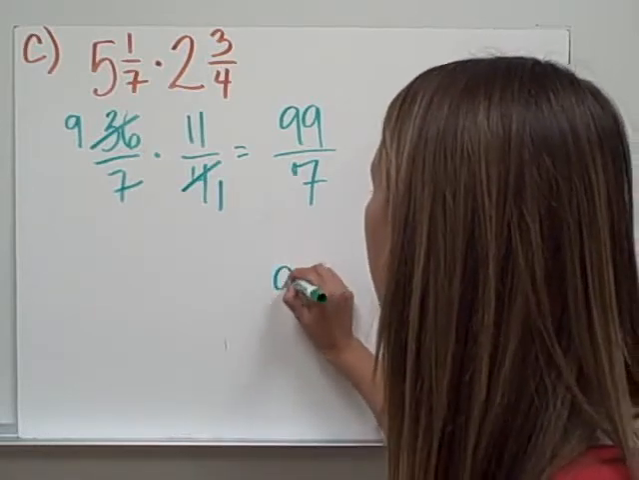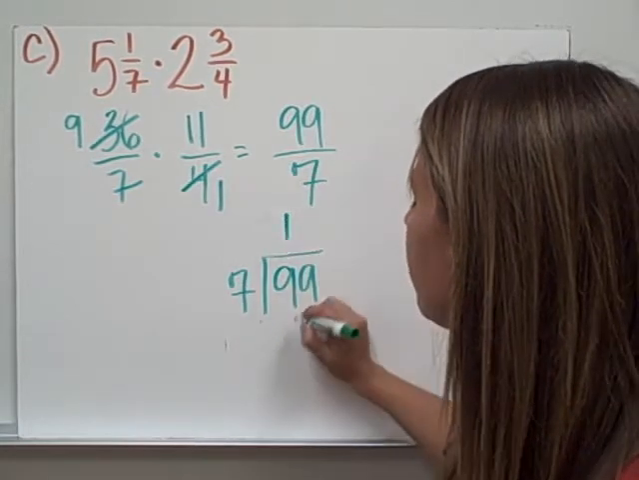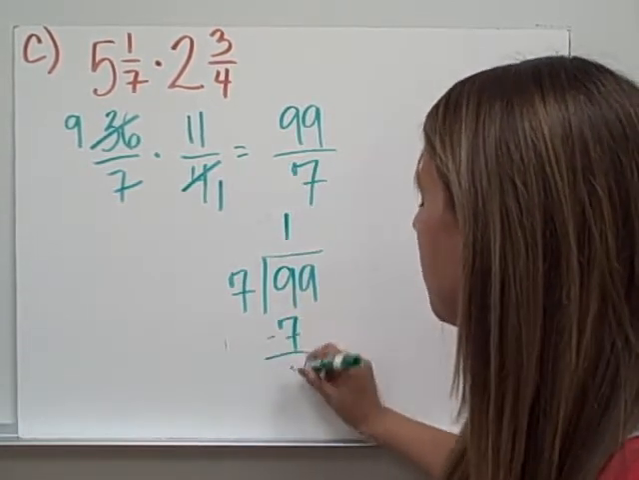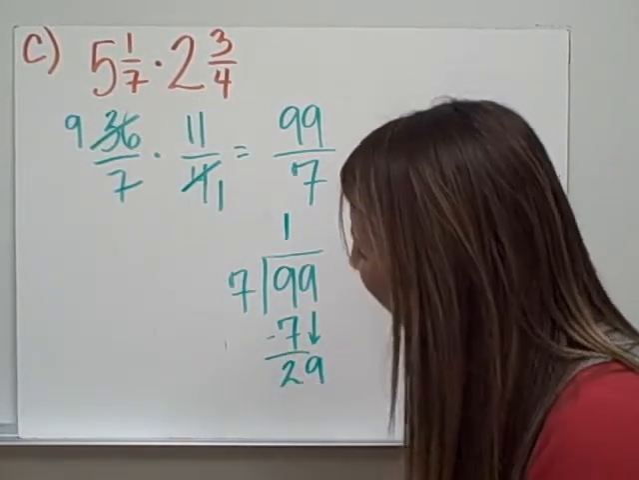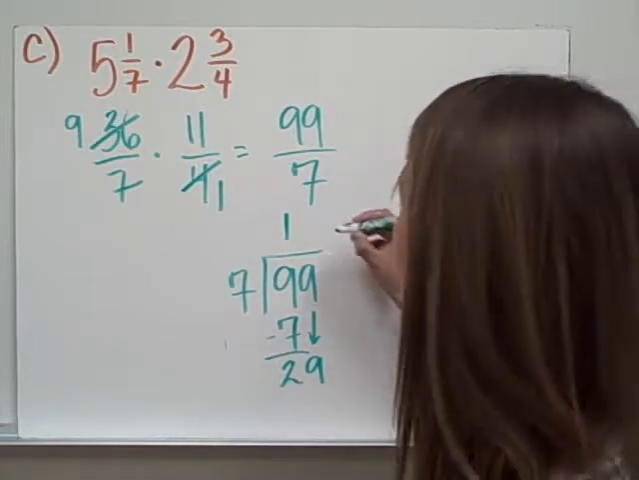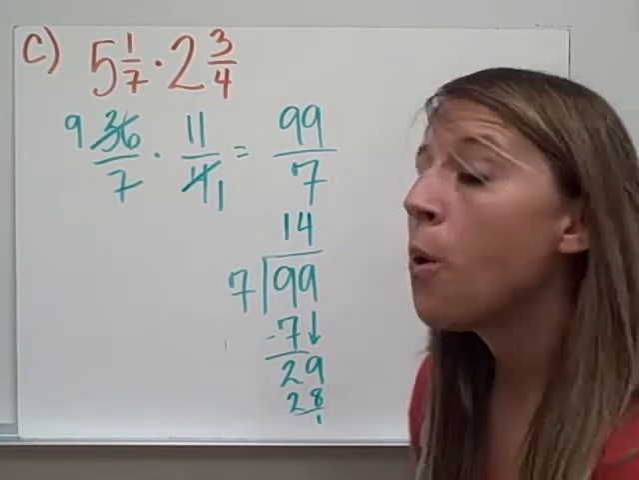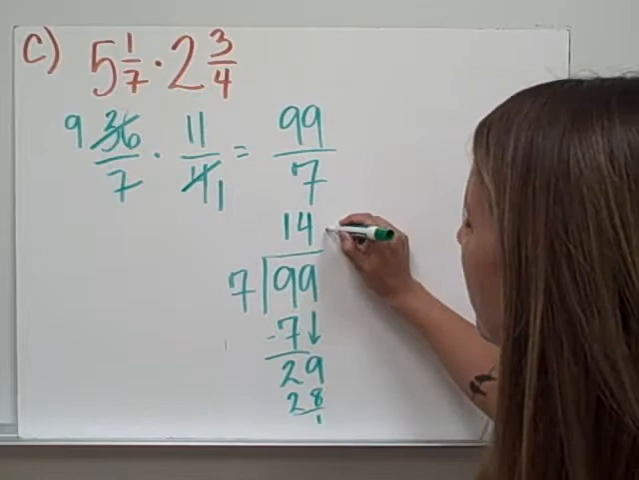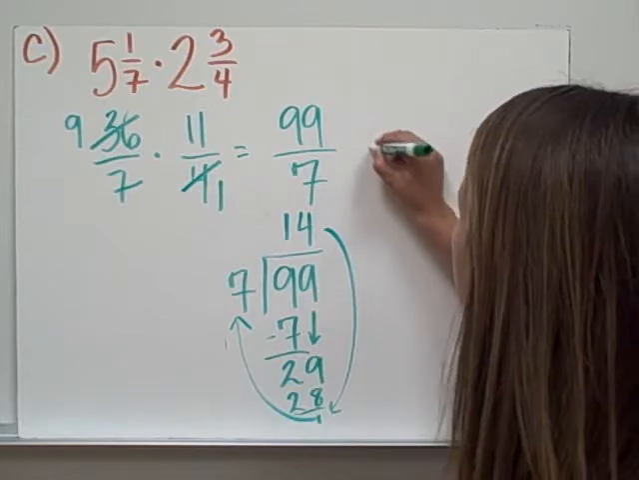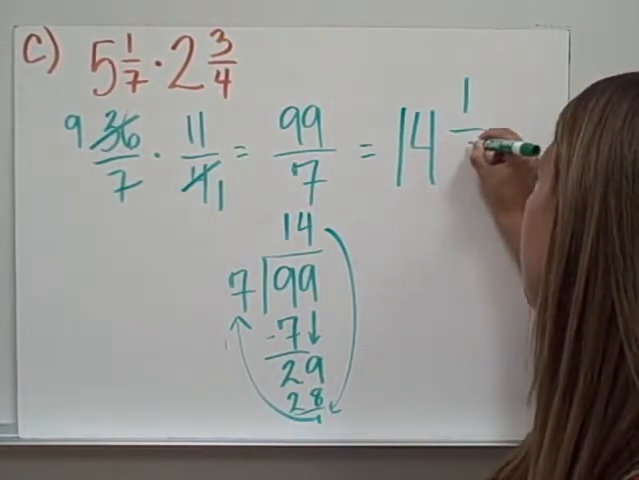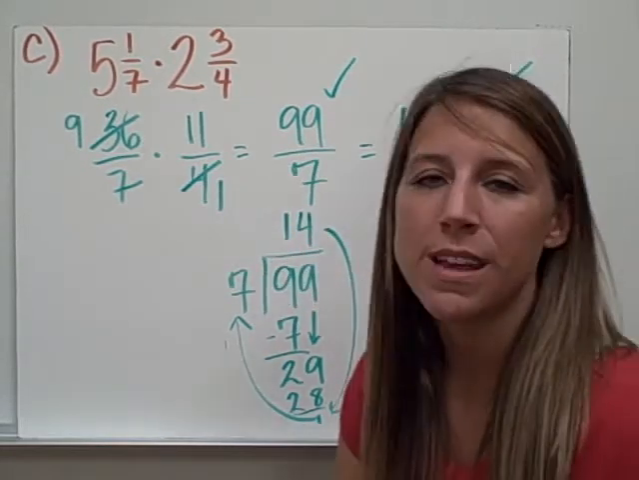And when I divide 99 by 7 to get my mixed number, 7 goes into 9 once. Subtract that 7, there are 2 left over. I bring down that 9. 7 goes into 29 4 times, that's 28 with 1 left over. So my mixed number solution is 14 and 1/7. I like to work clockwise to help me remember that. So my answer, 14 and 1/7. This answer would be acceptable. It is simplified, and 14 and 1/7 would be acceptable as well.